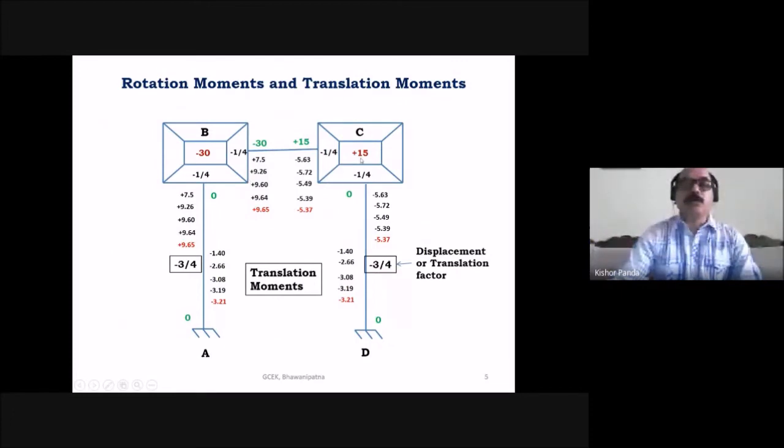Then go to the joint C. So similarly, you find out what is the M dash CB and M dash CD. So this is the rotational moment. 9.26 you have to take this side, and this side you have to take 0. This side you have to take 0. And you have to take the translational moment, which is your minus 1.40, what you got in the first cycle.